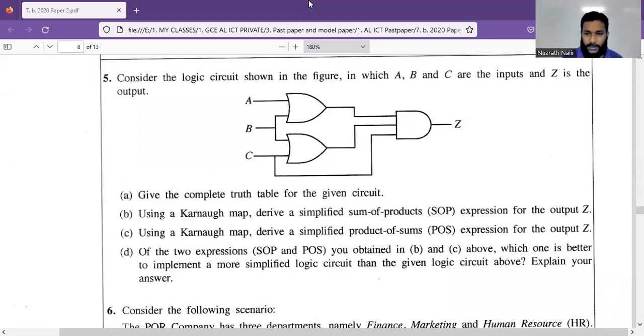Consider the logic circuit shown in the figure in which A, B, C are the inputs and Z is the output. Last week we discussed this one, no? Yes. Give the complete truth table for the given circuit diagram. Okay, first of all, give me a minute. I'll just draw this diagram.